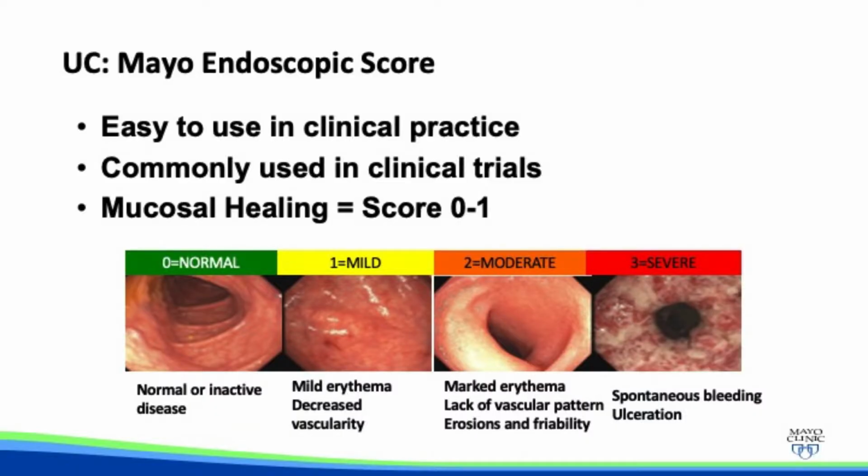Now, we should work very, very hard to document endoscopic disease activity, and we should standardize this. So we're going to review for you now the Mayo, SES-CD scores, and the Rutgers score. Now, we all know that the Mayo score has been around for a long time. It's easy to use in clinical practice. It's commonly used in clinical trials, with mucosal healing being a score of 0 to 1. And you can see in these four figures, Mayo 0, Mayo 1, Mayo 2, and Mayo 3. With friability present, that makes it a Mayo 2.